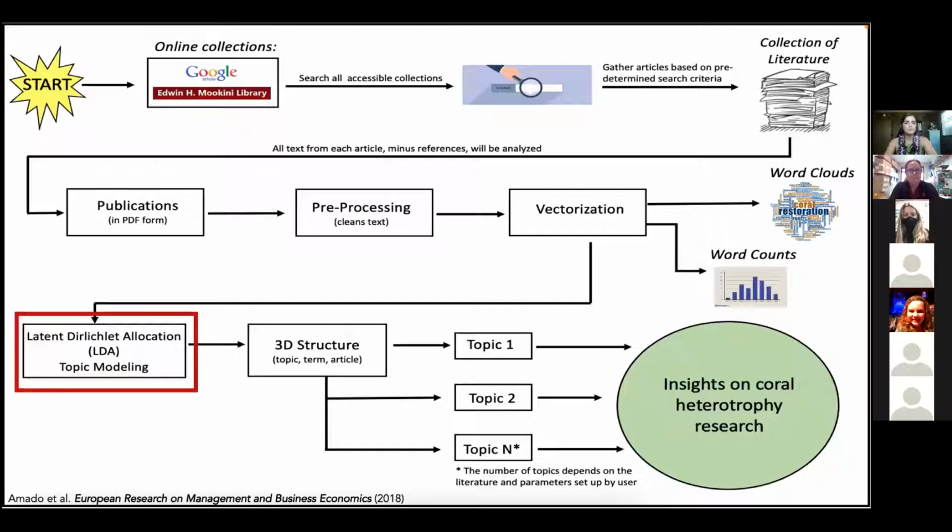Here, moving on to the 3D structure: term, topic, article. This is where the process takes all of the words from the text, puts them in what's called a bag of words, and starts making associations with them, trying to find words that are meaningful and significant. This is how the topics are formed. You tell it how many topics to sort it into, and once the topics are formed, all the publications are sorted into the corresponding topic, the one it's most representative of. And here we can glean some insights into coral heterotrophic research.